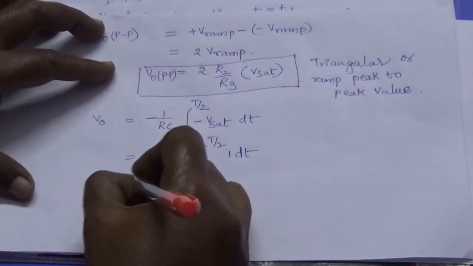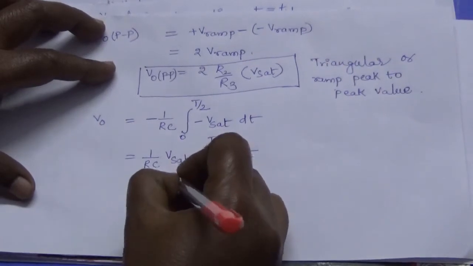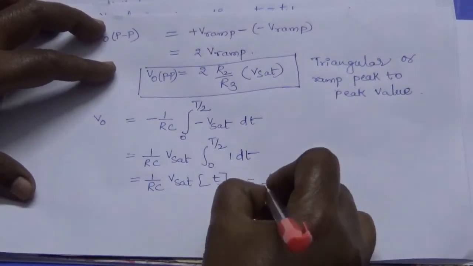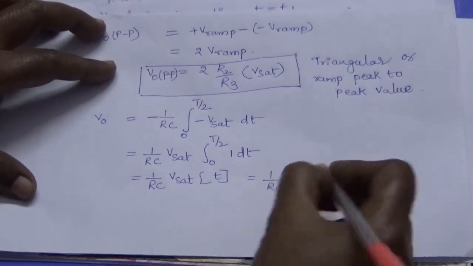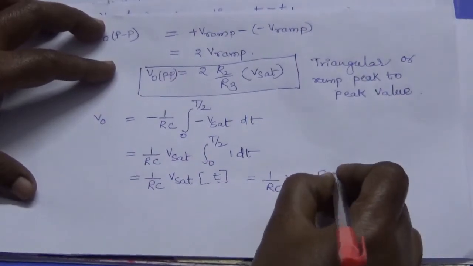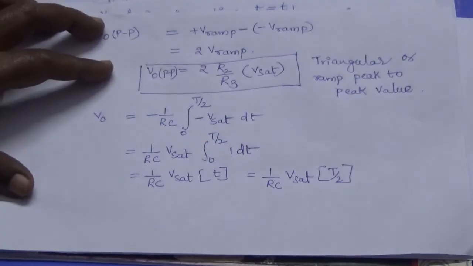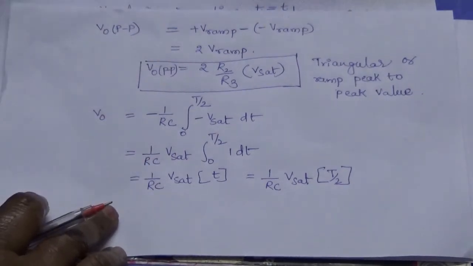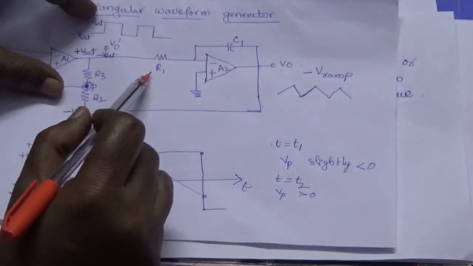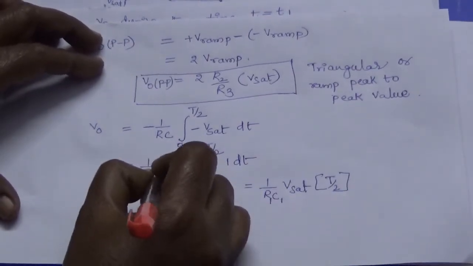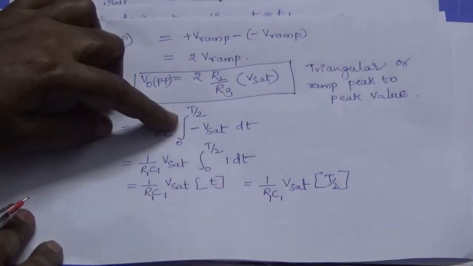Because Vsat is constant, it will give 1 by RC Vsat into T with respect to T. So this will be 1 by RC Vsat into T, substituting these values gives T/2 minus 0, T/2. So this is my value. This is the general equation, and we can substitute the particular values given: instead of R put R1, instead of C put C1. So it will become R1 C1.